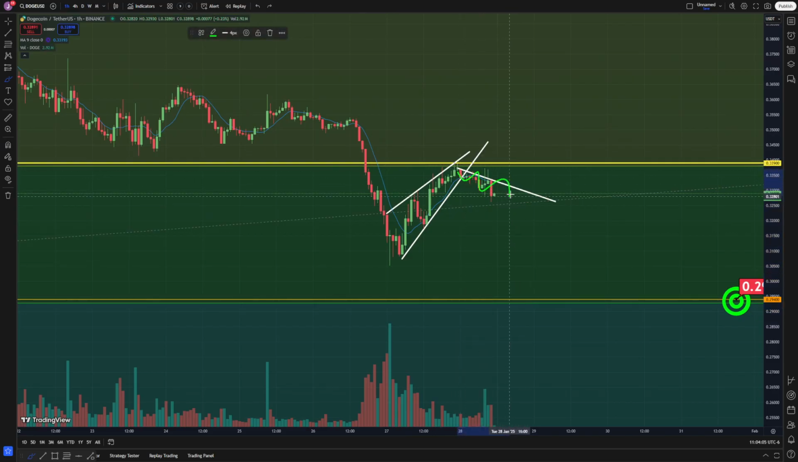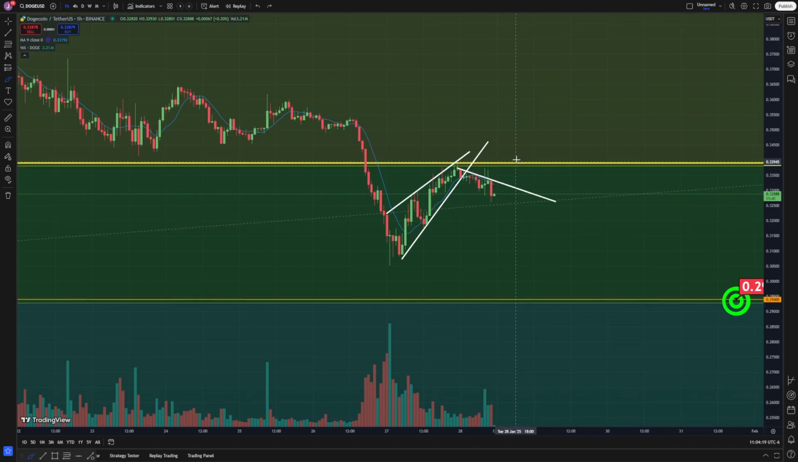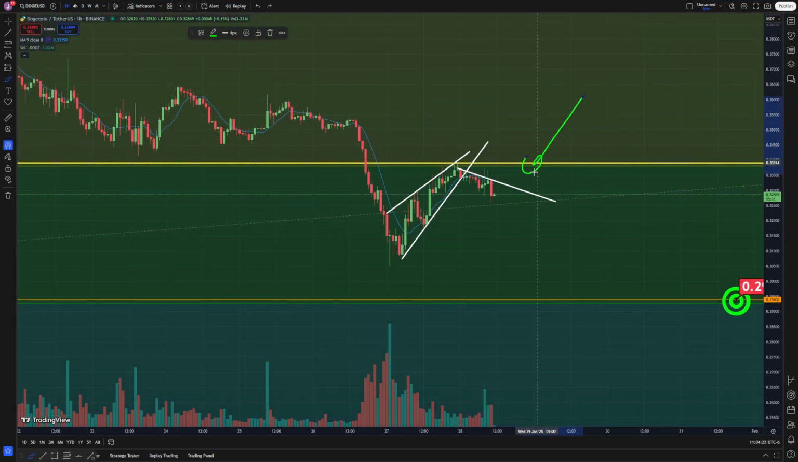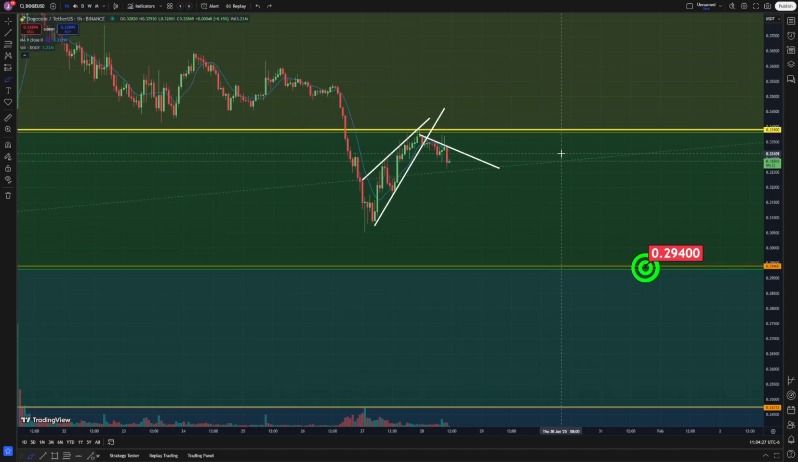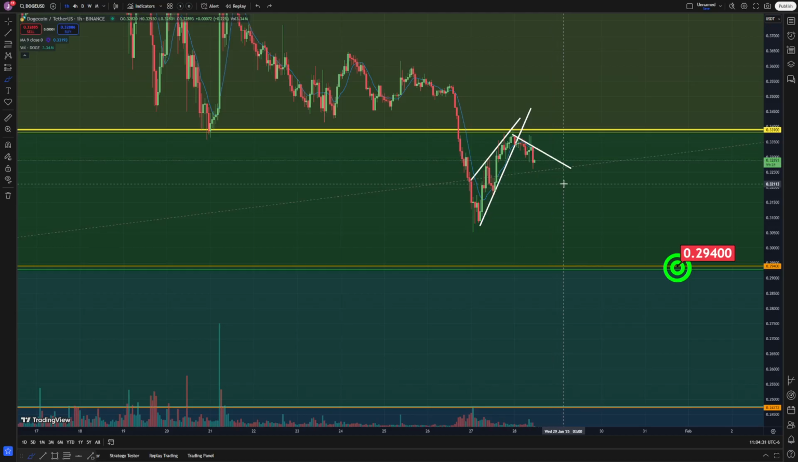But if it breaks this trend line going to the upside, then I will be less confident on hitting this target going to the downside at .294, and I'll be more confident on maybe something like this. But we do have to break this yellow line at .339 before we can start thinking about .394. But I think once we do that, then we get more confident on that next target going to the upside. Hopefully this makes sense, and let me know what you guys are thinking.